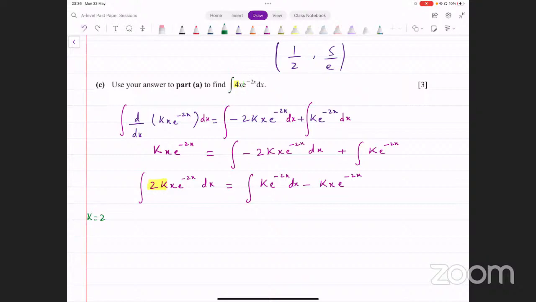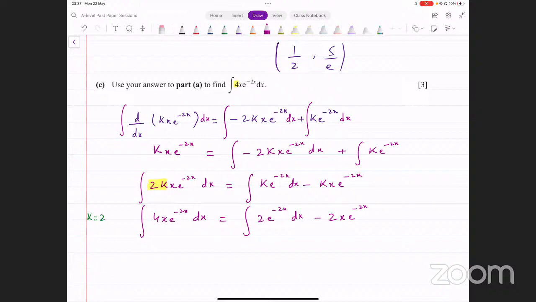तो ये इक्वेशन पर किस फॉर्म में कन्वर्ट हो सकती है? This can then be written as 2 into 2, which is 4x e raised to power minus 2x, and that's exactly what we wanted there. On the right side, we would end up getting integral of 2 e raised to power minus 2x with respect to x, and then we have minus k. K is again 2x e raised to power minus 2x. And now, how does this help us?